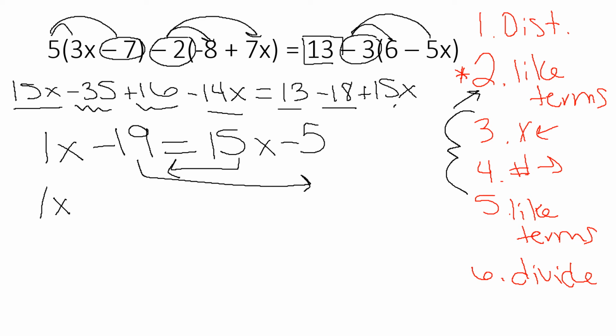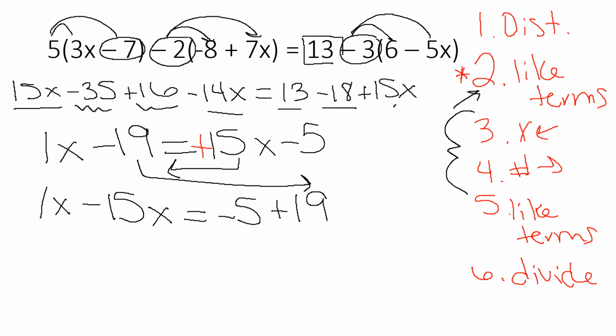I'm going to move my understood positive 15. Remember, no sign is an understood plus. I'm going to move my plus 15x over. It's going to become minus 15x. My minus 5 is still right there. I'm going to pick my negative 19 up and I'm going to move it, and it's going to become the opposite, which is a plus.